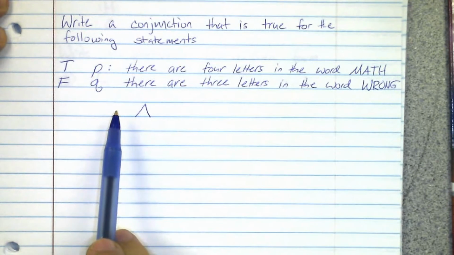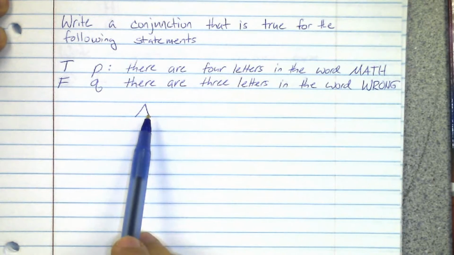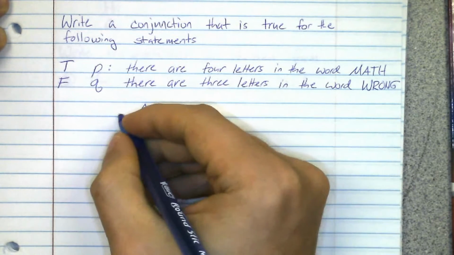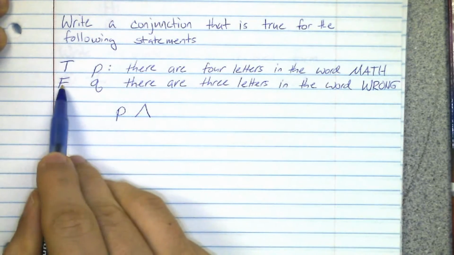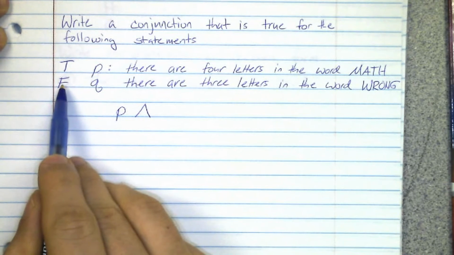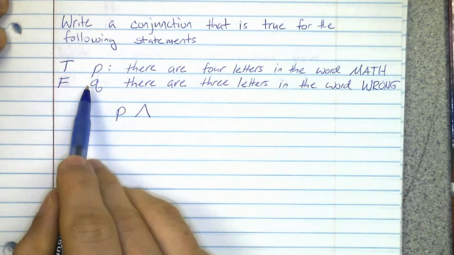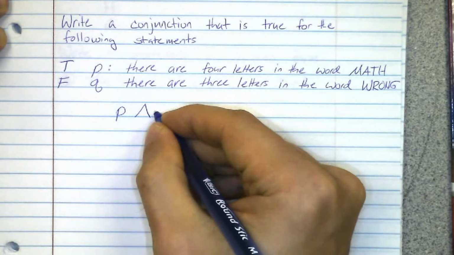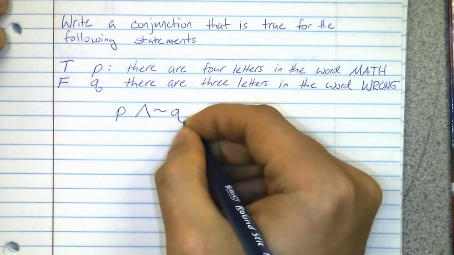Now, conjunction is an arrow up, and that uses the word and. Now remember, for a conjunction, both statements have to be true. And right here, unfortunately, one of these is false. Well, the true one I can put in there, no problem. But, just like the problem that we did before, in order to give this a truth value of true, I'm going to have to negate this. So I'm going to say P and not Q.